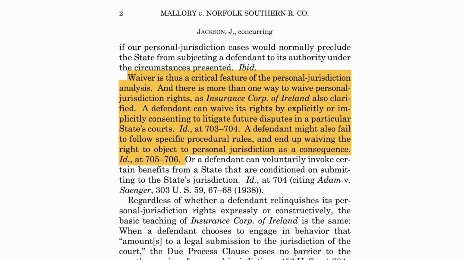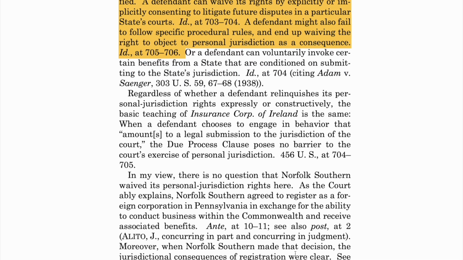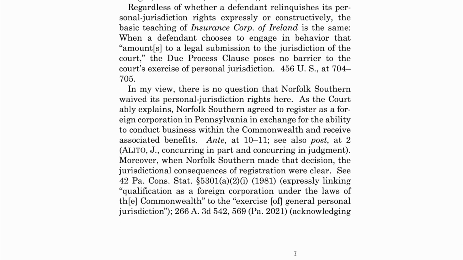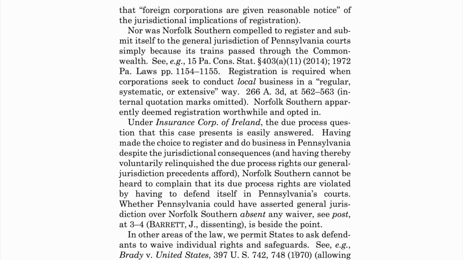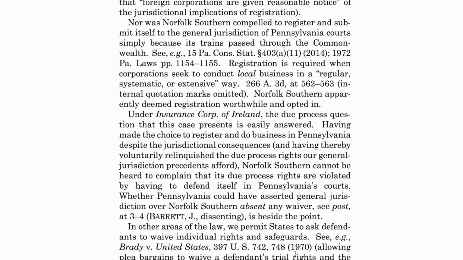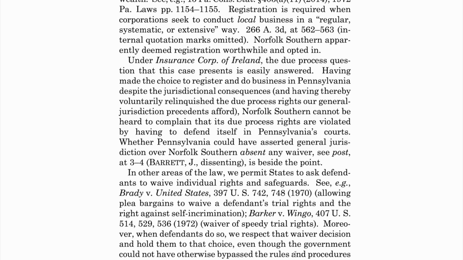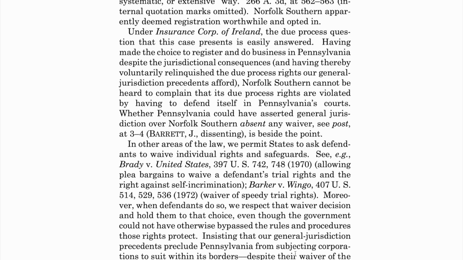Or a defendant can voluntarily invoke certain benefits from a state that are conditioned on submitting to the state's jurisdiction. Due process poses no barrier to the court's exercise of personal jurisdiction. And she makes the point later on that a lot of times in criminal cases, we permit states to ask defendants to waive individual rights and safeguards, allowing plea bargains to waive a defendant's trial rights and rights against self-incrimination. Moreover, when defendants do so, we respect that waiver decision and hold them to that choice.